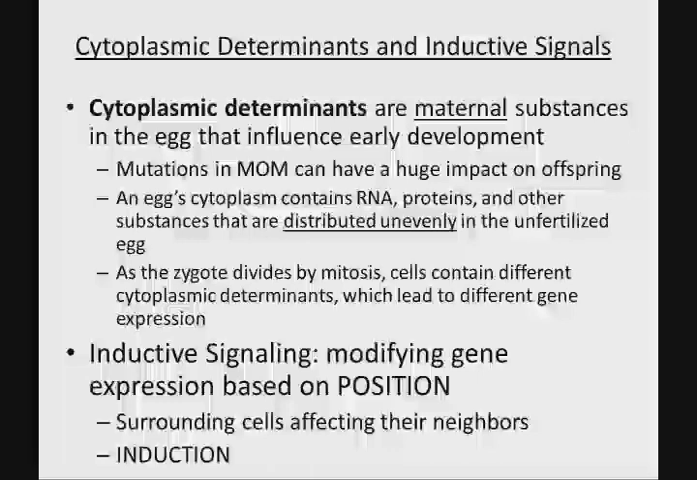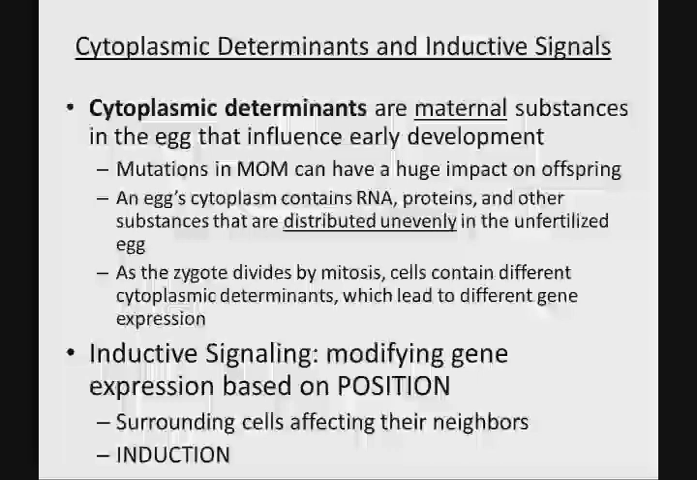But ultimately, we need to consider that egg, okay? The egg from mom. Cytoplasmic determinants are going to be key. In that egg cell, in the cytoplasm, are RNAs, proteins, and other substances, and this is the key, and that's why it's underlined, that are distributed unevenly in the egg cytoplasm. Because when that egg divides, you're going to get two cells that potentially have different transcription factors in there, and that's going to result in differential gene expression.